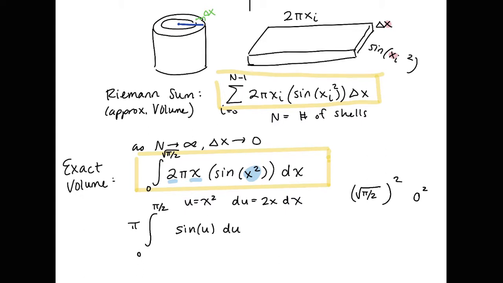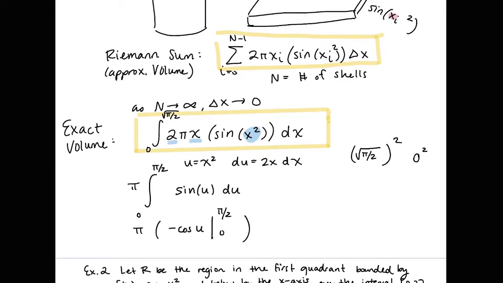Okay, now I can go ahead and compute this integral. The integral of sine is negative cosine, and I'm evaluating this from 0 to pi over 2. And don't forget about that pi that we have out front. So we have pi times negative cosine of pi halves plus cosine of 0. And we end up with just pi, because cosine 0 is 1, and cosine of pi halves is 0. So this is pi times 1, which is just pi. So there is our exact volume of that solid.